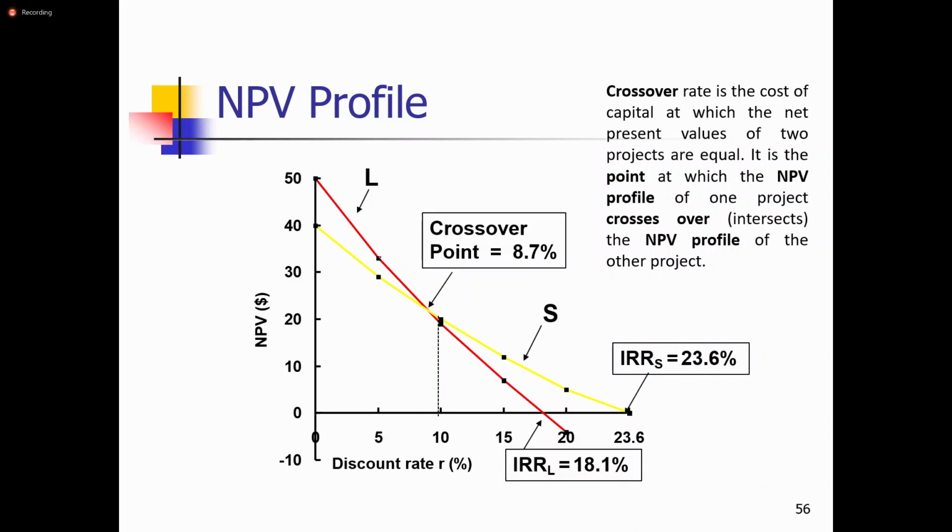So now you can present the NPV profile like this for these two projects. The red line is for project L and the yellow one is for project S. Here you can see the NPV profiles for project L and S intersect each other at 8.7%. We call it the crossover point or crossover rate. What is the crossover rate? It is the cost of capital at which the NPV values of two projects are equal. At 8.7%, both projects have the same NPV.